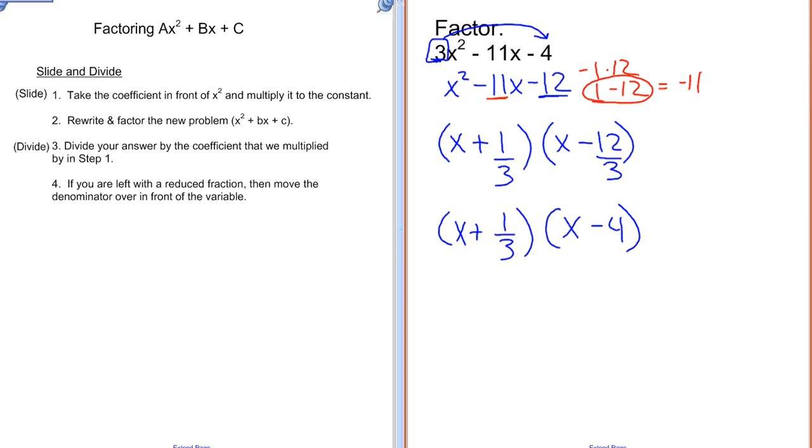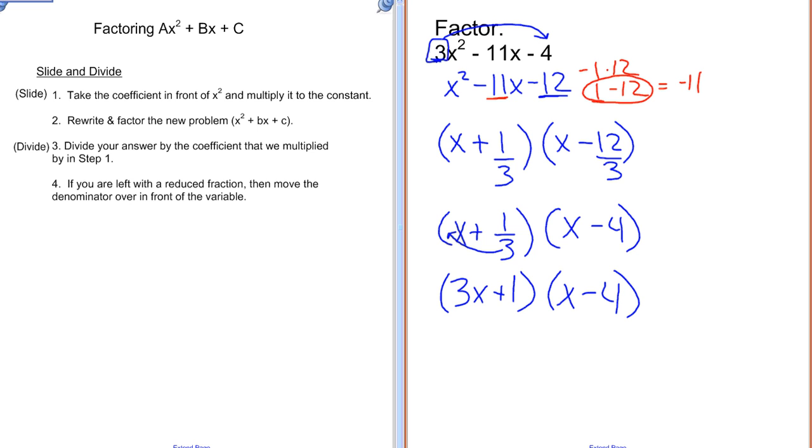And step 4 says if we're left with a reduced fraction, which we are, then we move the denominator, which is my 3, over to the variable. And we get 3x plus 1. And then we still have our x minus 4. And these are our two factors.